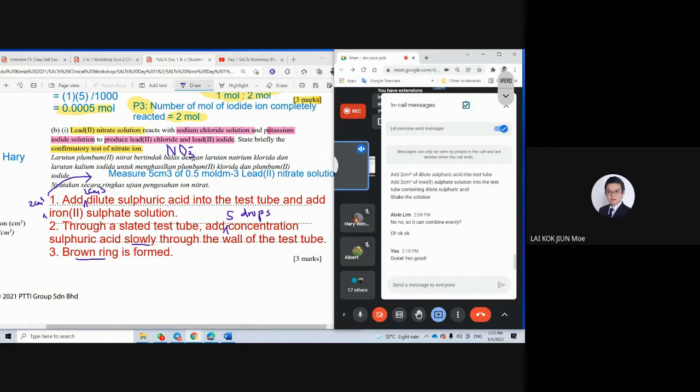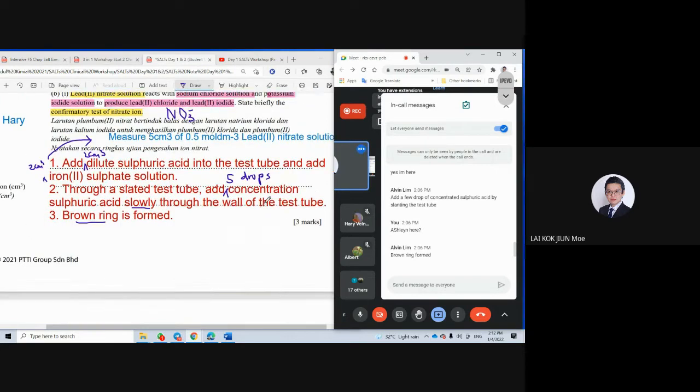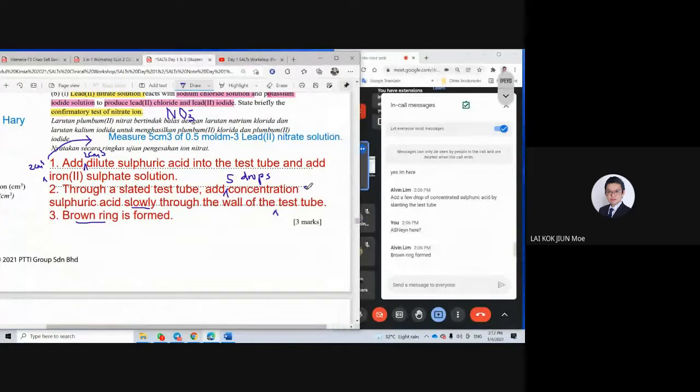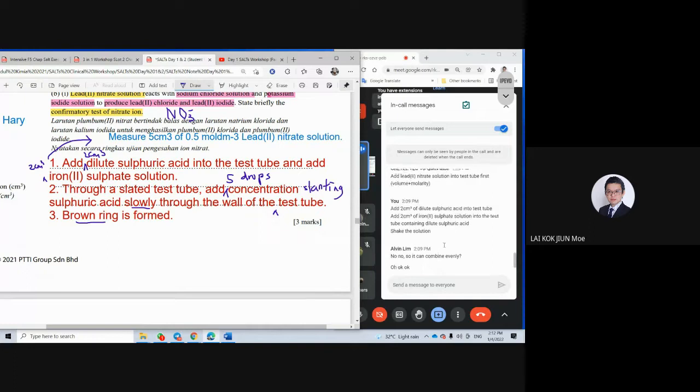You can add the words, how to say? Slanting. Okay. Through the wall of the slanting test tube. Here can you use the word slanting? Can. Tilted also can, I think. Okay, you got different words. So the brown ring formula.